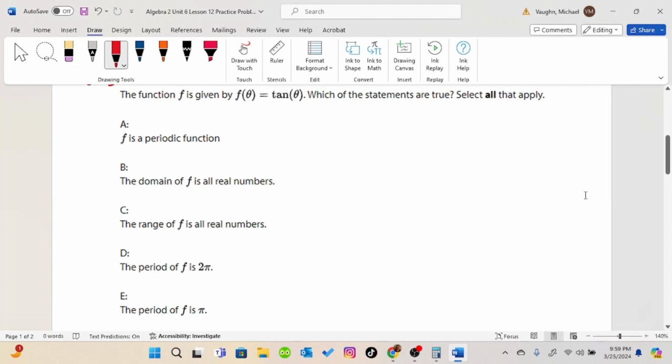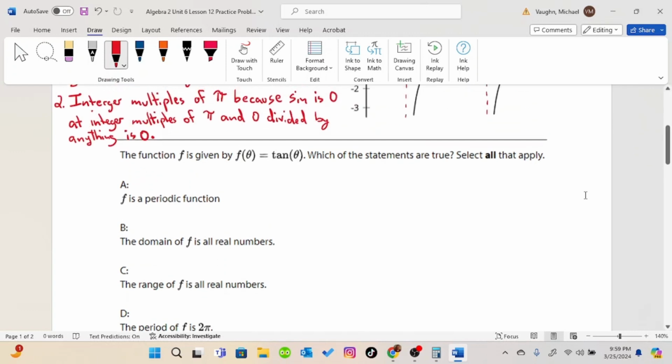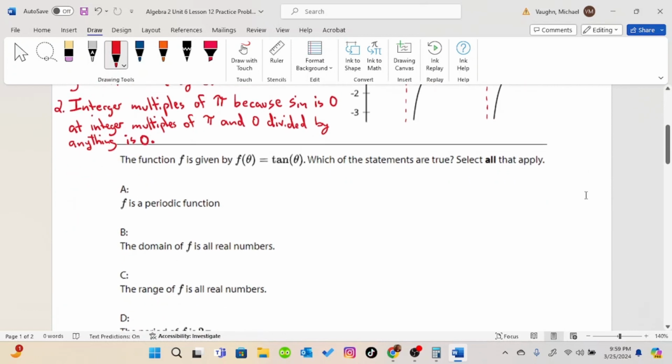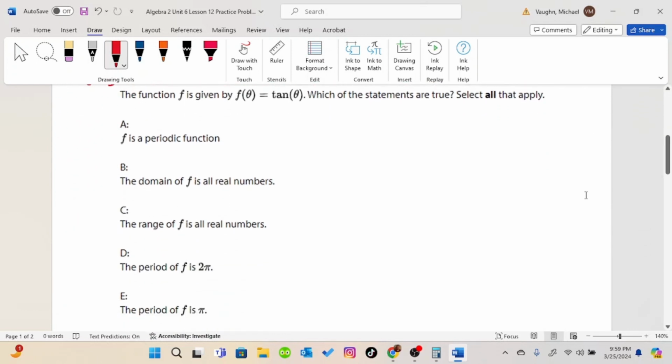The function f is given by f of theta equals tangent of theta. Which of the statements are true? Select all that apply. Choice A says f is a periodic function. If you look at the graph from our previous problem, you can see that this is, in fact, a periodic function. It will repeat the same pattern over and over again to infinity. So A is correct.